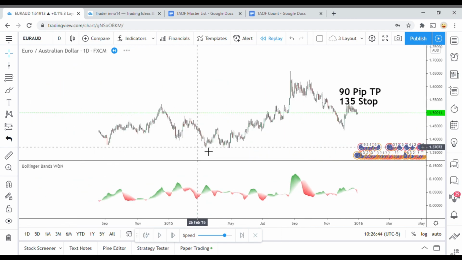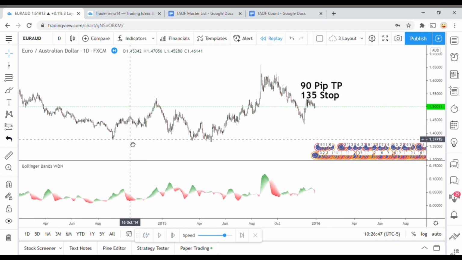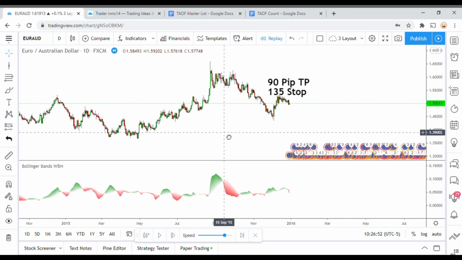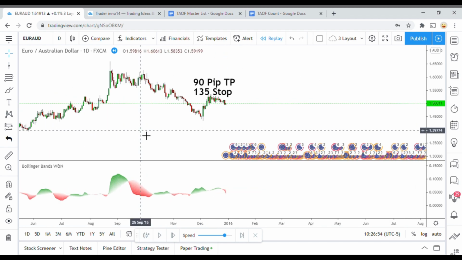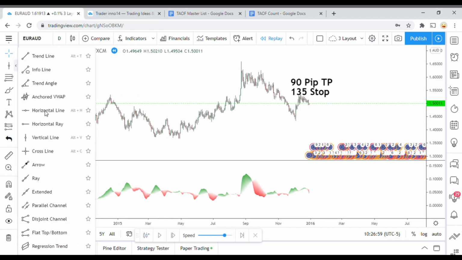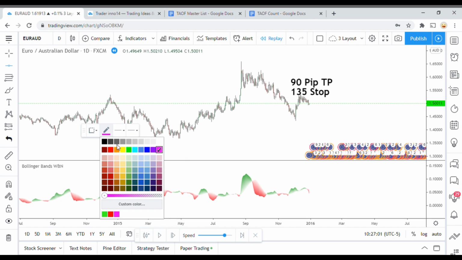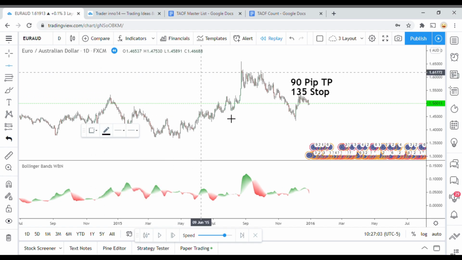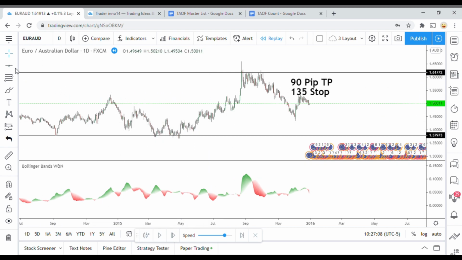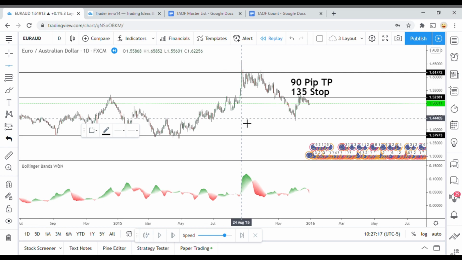So with all that being said, let's get into the testing process here. I think I will go ahead and mark out a few areas of support and resistance, just so that we have them on chart, kind of keep an eye on them as we are going through the testing here.